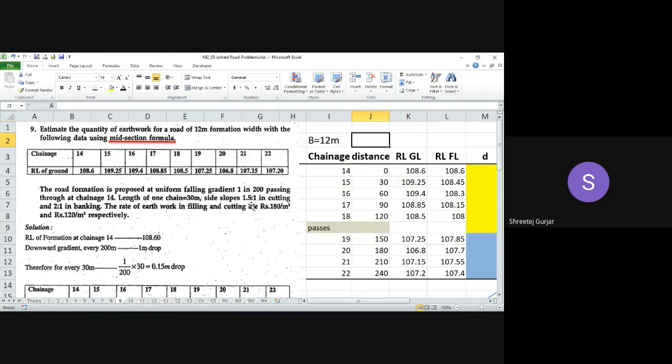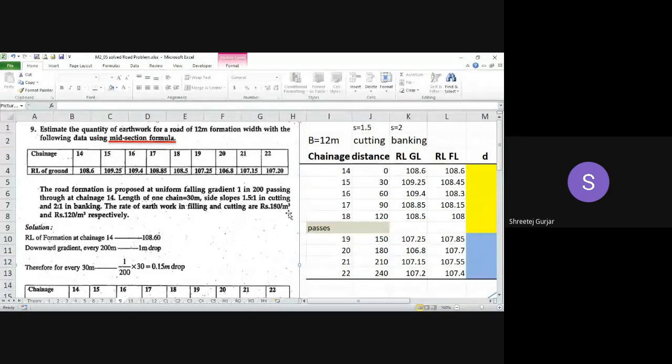Side slope is 1.5 in 1 for cutting. So S is equal to 1.5 for cutting. Next, S is equal to 2 for banking. Okay, so we have noted that down. Next, the rates of cutting and filling are given: 180 per meter cube for filling and 120 per meter cube for cutting. Okay, these two are given.